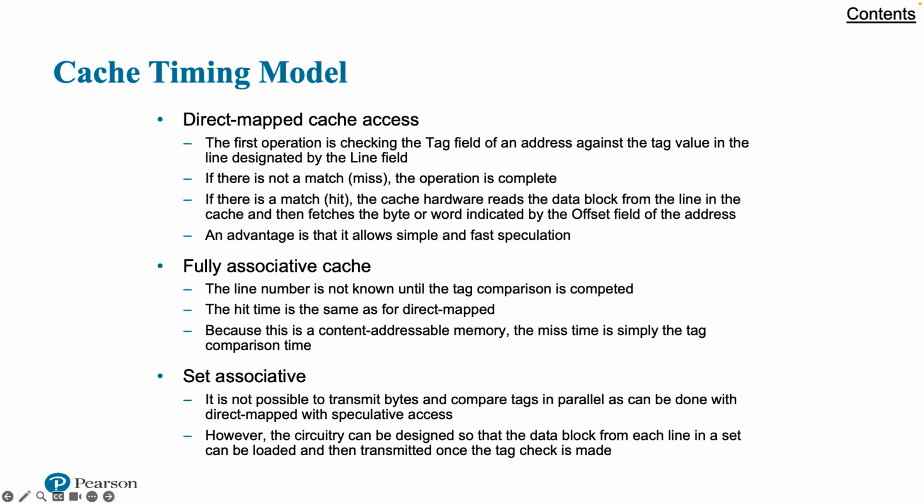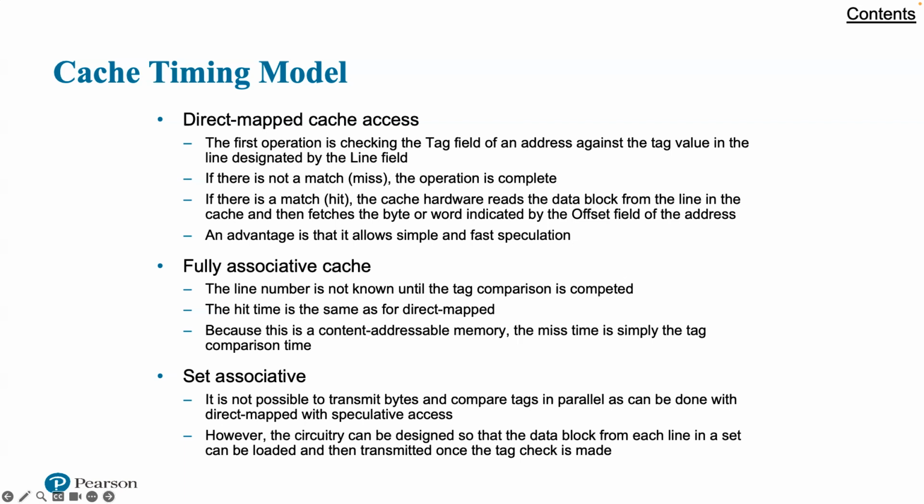So first, consider direct mapping cache. We're looking at the details of this chart now. The first operation is checking the tag field of the address against the tag value in the line desired by the line field. If there is not a match, that is, there's a miss, then the operation is complete. If there is a match, a hit, then the cache hardware reads a data block from the line in the cache and then fetches the bytes or words indicated by the offset field of the address.